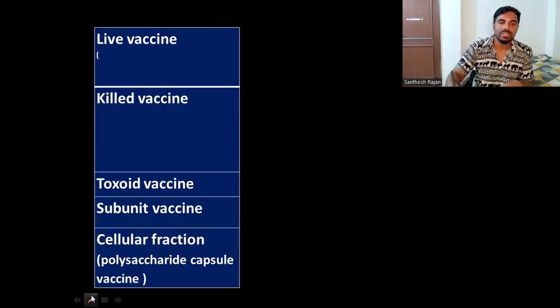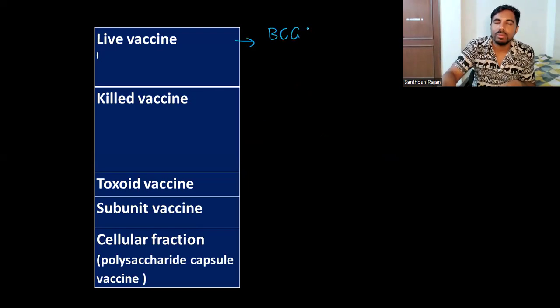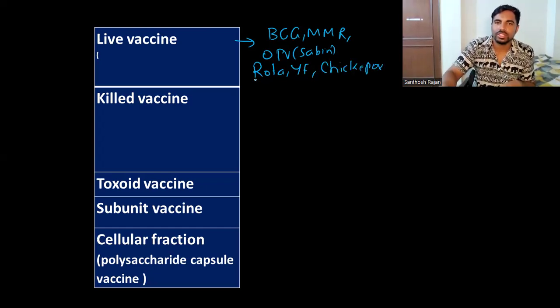Now, a few examples of vaccines that have been repeatedly asked. Live vaccines: the characteristic examples are BCG vaccine and MMR vaccine, which you always know, and then oral polio vaccine, that is Sabin, very characteristic. Apart from that, you have to know rotavirus, yellow fever, chickenpox. These are also live vaccines: rota, yellow fever, chickenpox, OPV.